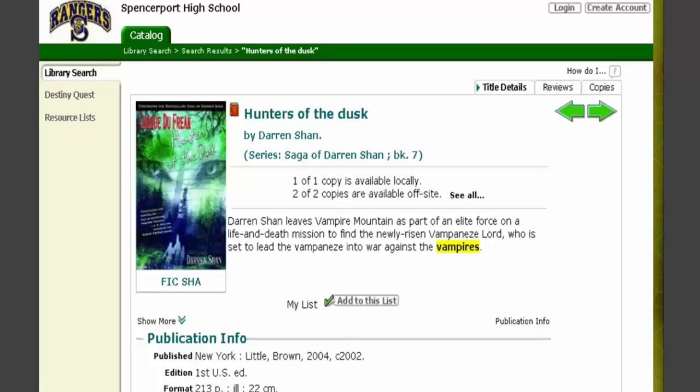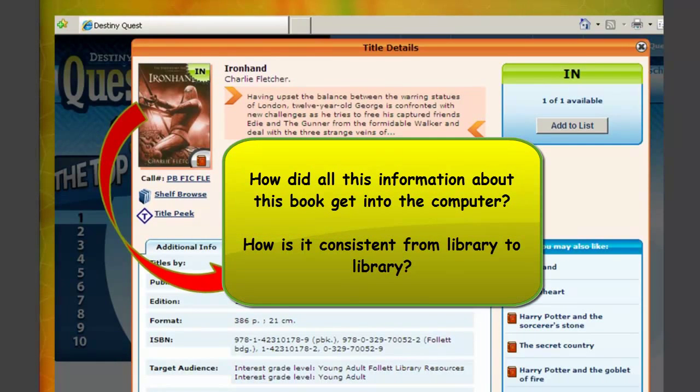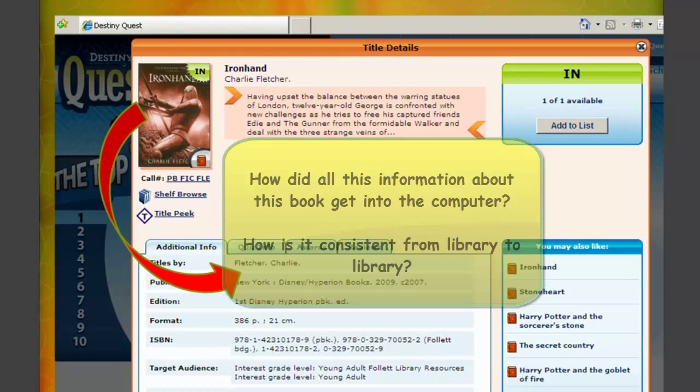Doesn't it look good? You can see the title, where it's published, the edition. This is also an example of Iron Hand by Charlie Fletcher. This is what your student might see if he or she looked up this book. Our class is going to address this question: how did all this data about books and materials get into the computer, and how is it accessed consistently?